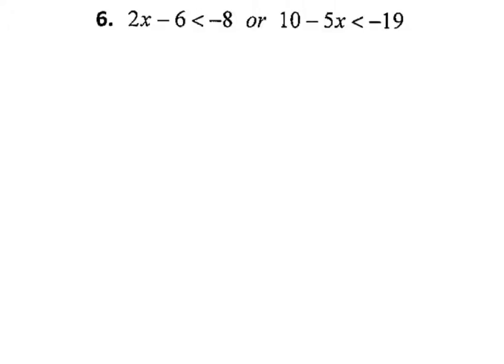Okay, so just by looking at this, I can tell that on the graph, the arrows are going to be pointing in the opposite direction. Why? How can I tell? Just by looking at it.